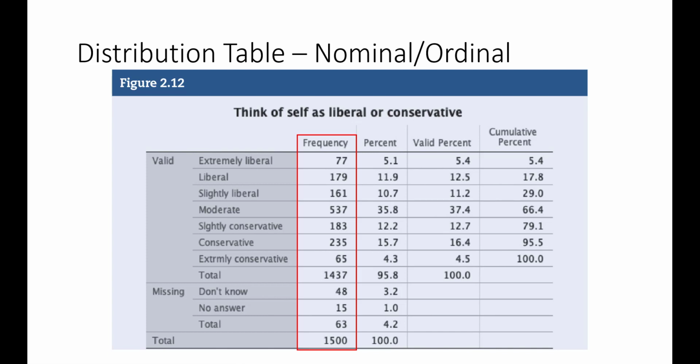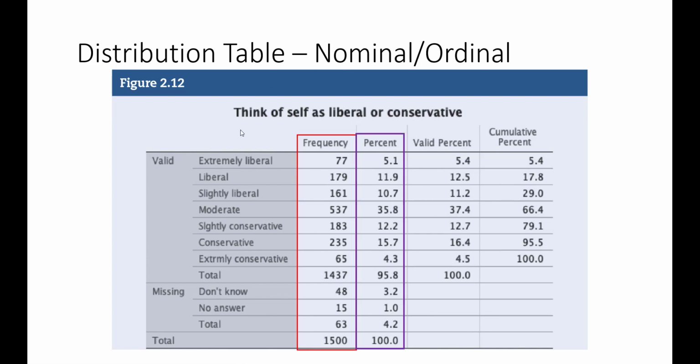And we can see that moderate here had the most responses with 537. This will be the modal response, which means the most people responded with moderate. That's the modal response. That's a frequency distribution.